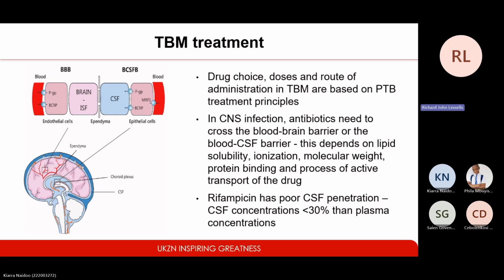So you would hope that we would know what we're doing with drugs and drug dosages. But when you look at things and you dig deep, you find that actually we never tested out what's the right doses of drugs to treat TB meningitis. We just treated TB meningitis based on the principles that have been learned about treating pulmonary TB.